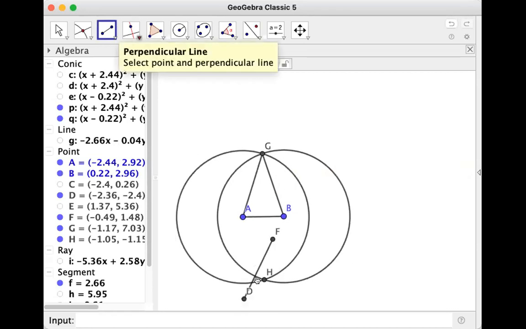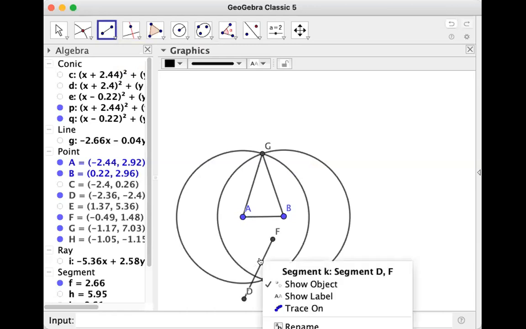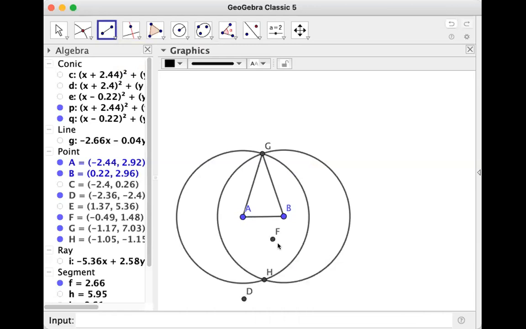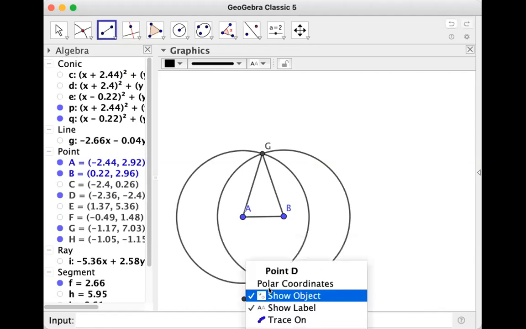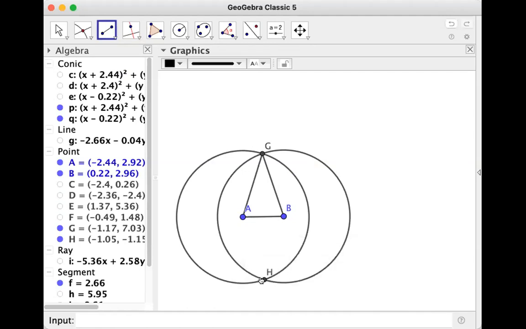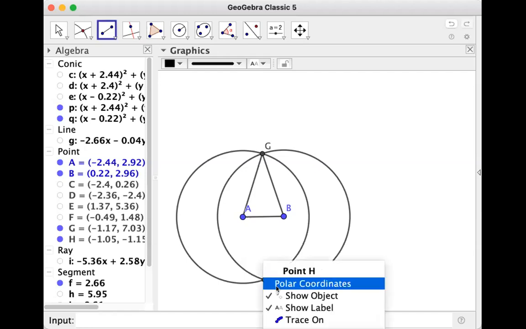And I'm actually going to hide this, I don't need this anymore. Or this. Or this. I don't even know what this H point is doing there.